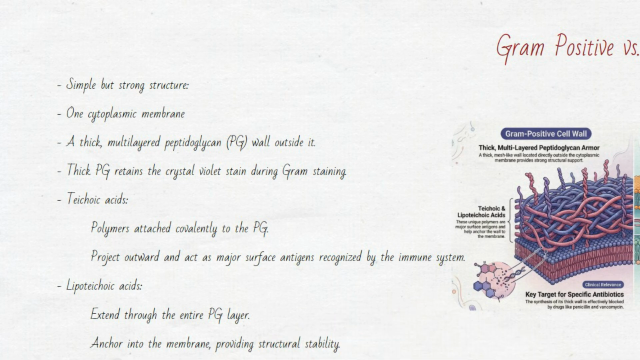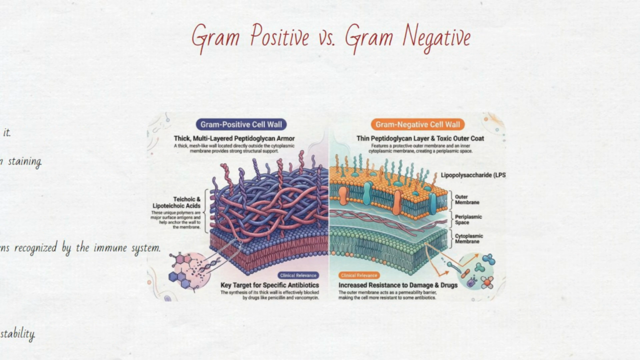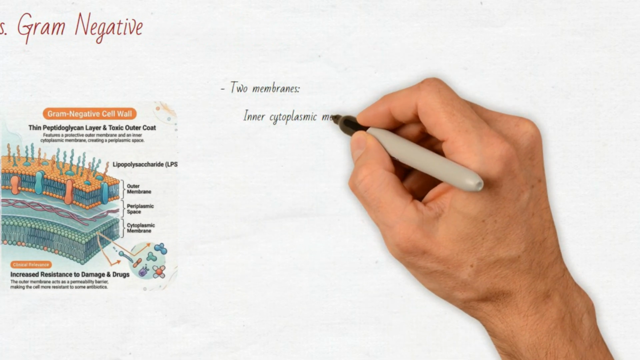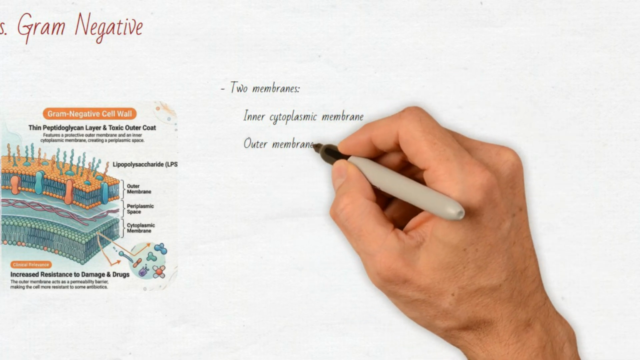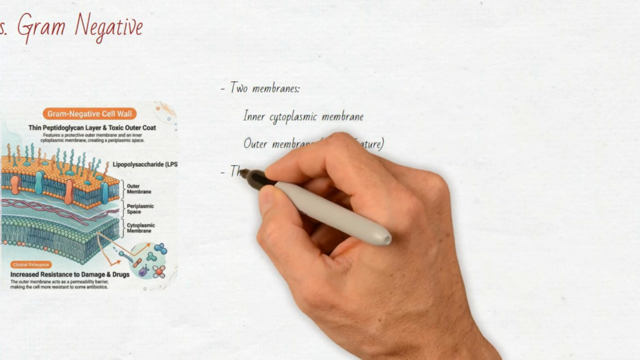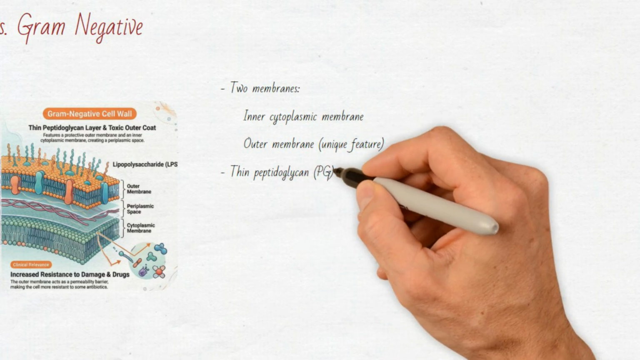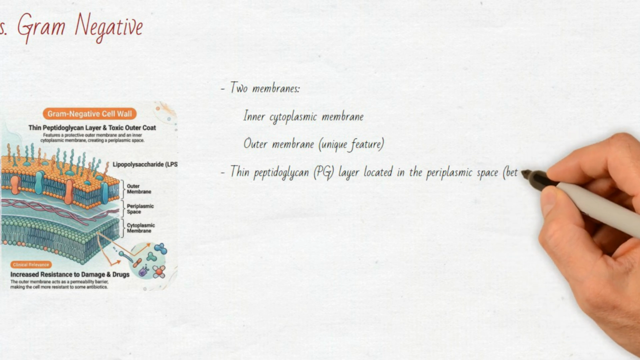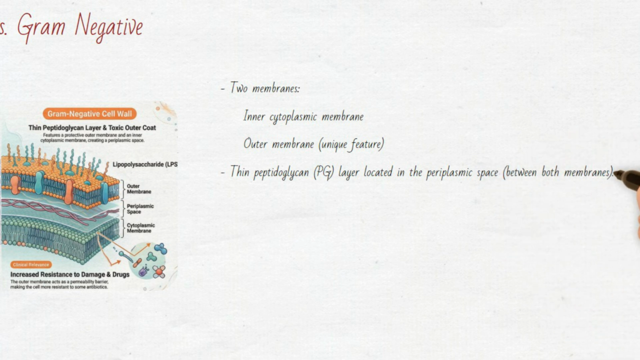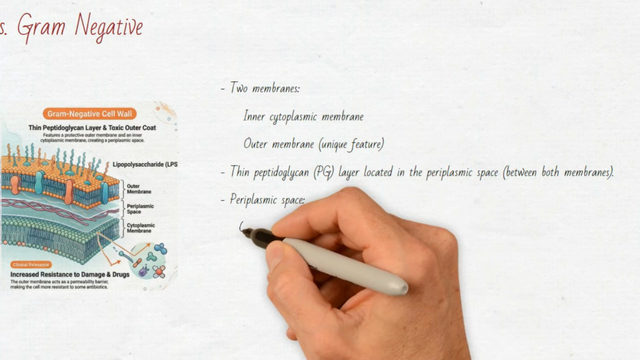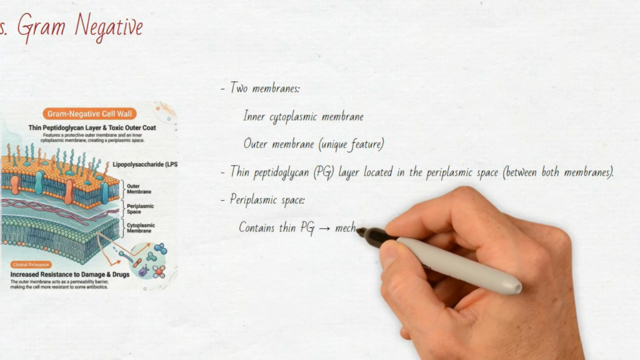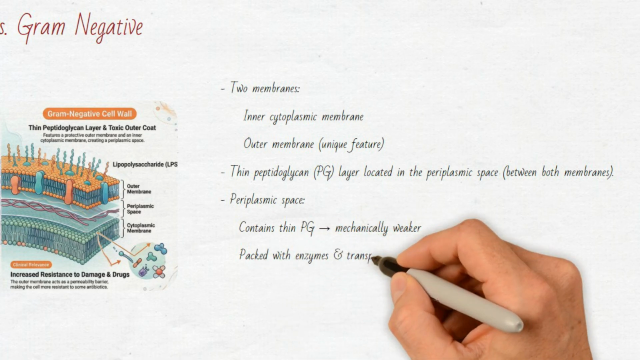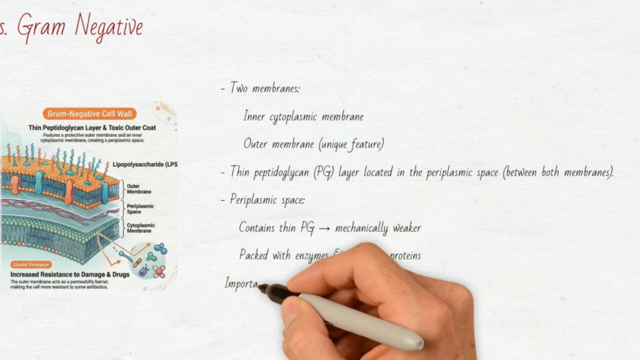If gram-positive is defined by one thick wall, gram-negative is all about complexity and layers. They have two membranes, an inner cytoplasmic membrane and a distinct outer membrane. Their peptidoglycan layer is extremely thin and it's sandwiched between the two membranes, housed in a space called the periplasmic space. That periplasmic space is a whole functional compartment. Not only does it hold that thin PG layer, which makes gram-negatives mechanically a bit weaker, but it's also packed with enzymes and transport proteins. This dual membrane system means they have an extra barrier that many antibiotics have to cross.